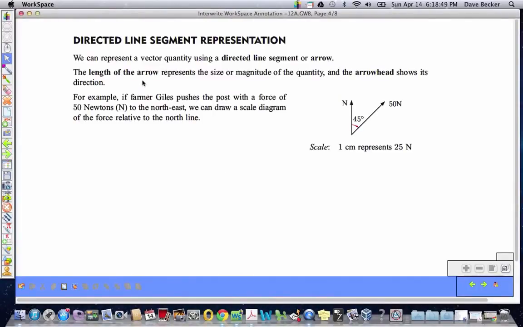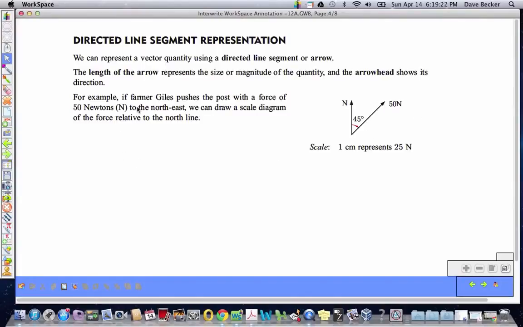We can also represent a vector using a directed line segment or arrow. The length of the arrow represents the size or magnitude of the quantity, and the arrowhead shows its direction. Now, the length only represents its size if it's to scale. In this example, they're saying that the distance of 1 centimeter represents 25 newtons. So this must be 2 centimeters long if it's 50 newtons.